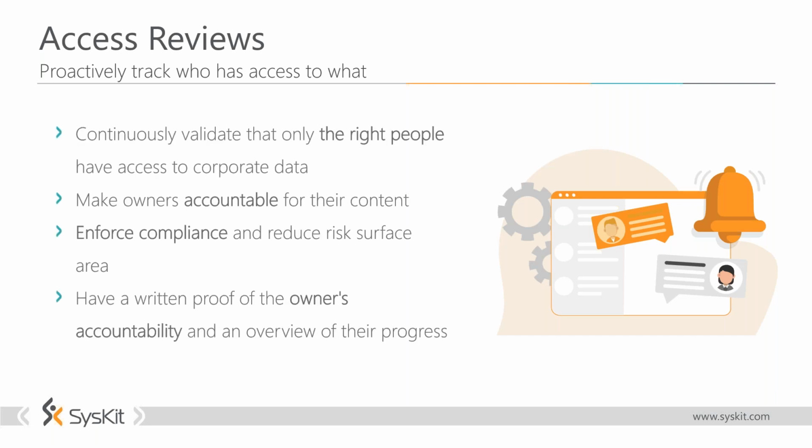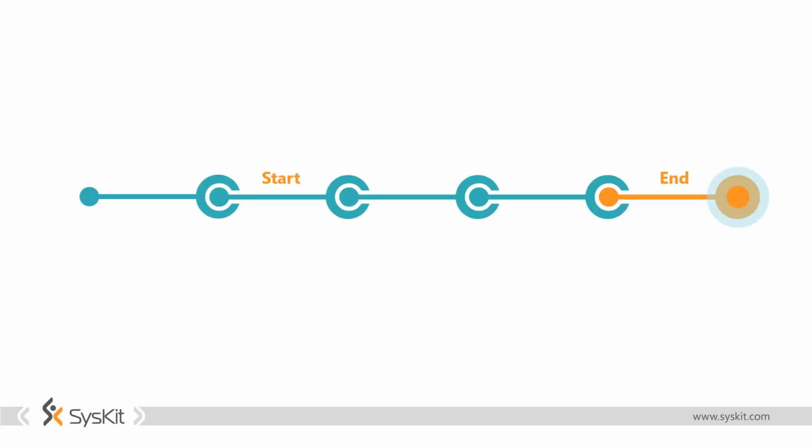The other thing you're doing here is you're making your owners accountable for their content. You are delegating the responsibility from IT teams to owners once again, because they have more operational insights. Admins don't really know if somebody should be in a certain team or group, or if some, I don't know, externally shared files should remain shared or not. So you're giving that to your actual owners who know more about that team. Another thing you're doing is you are enforcing compliance and therefore reducing some possible risks. And last but not least, you have a written proof of the owner's accountability and a detailed overview of the progress.